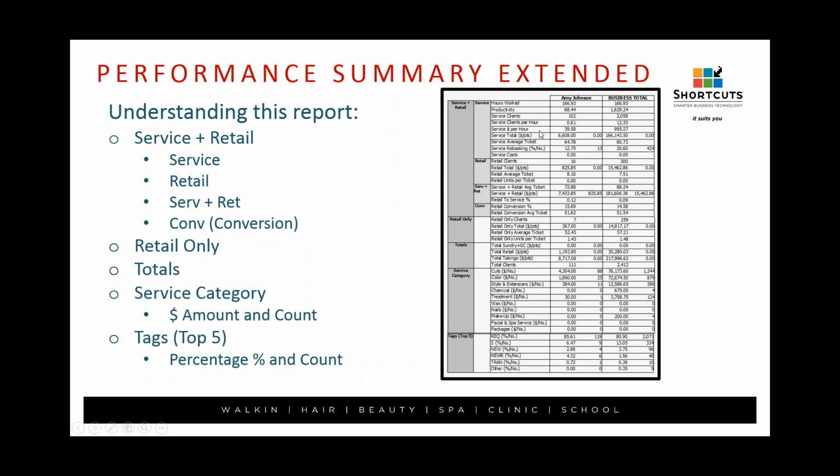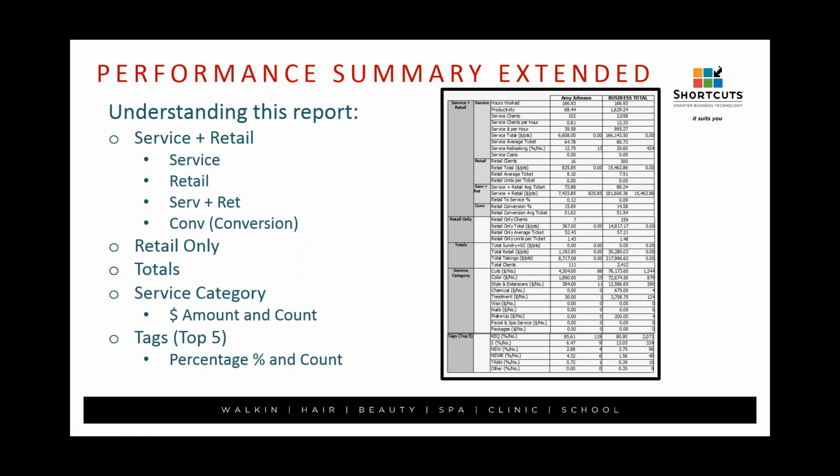In the service section, it'll show you things like hours worked, productivity, how many service clients they had, service clients per hour, and so on. One really important one that I'll point out to you guys is the service and retail section has the retail to service percentage number as well. This basically will show you how much retail they're selling per client that they're seeing.